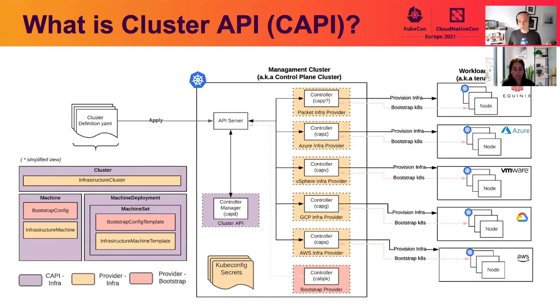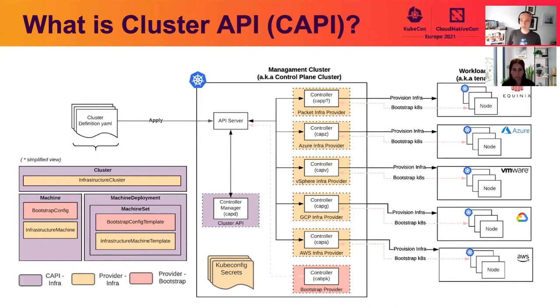So this diagram represents the high-level architecture of how Cluster API works. There are three main portions to it. On the left-hand side, we have the cluster's definition as YAML. In the middle portion, we have the management cluster. And on the right-hand side, we have the resulting clusters that are created, or the tenant clusters.